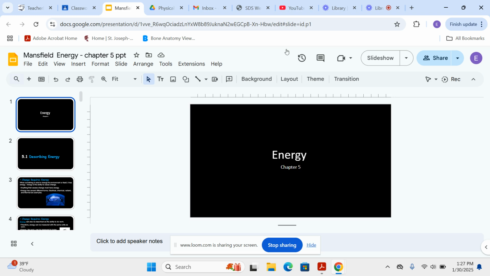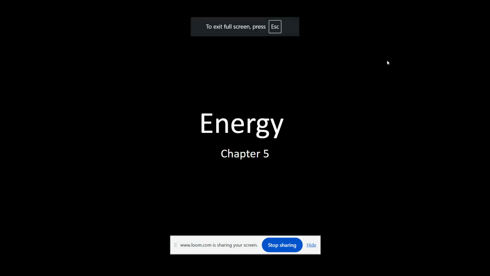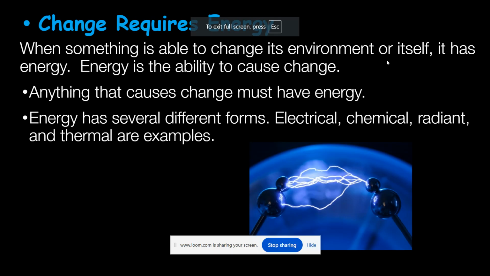So you need to be on page 2, just inside the packet, and we will start by going through some overview about energy. Okay, so energy, if we had to give a definition, it says the ability to cause change. Whenever we see energy, energy is a multitude of different things.